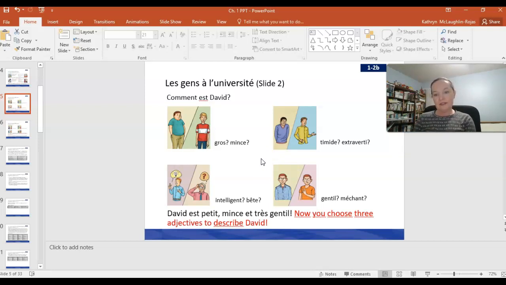So I could say David est timide, gentil et bête. So I can say he's shy, he's nice, and he's not that smart. Not very nice to say that, I guess, but those are our possibilities here. Et David est extraverti, mince et méchant. So he's really outgoing, he's really thin, and he's not very nice. So you could choose any of these adjectives to describe him. So based on the example you see here, you choose 3 adjectives to describe David. You can choose any of them that you want. And again, with this one, you can type your response or you can say it. Either way is fine.